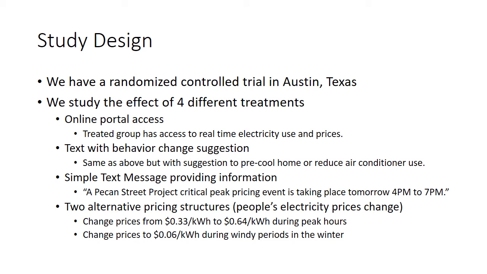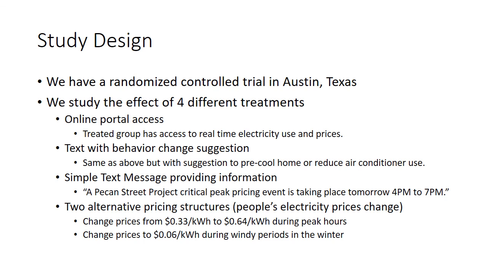And then we provide simple text messages with specific information. So the text message might read, the utility was called Pecan Street, a Pecan Street project critical peak pricing event is taking place tomorrow between 4 and 7 p.m. So it's a reminder to people to use less electricity tomorrow between 4 and 7 p.m.